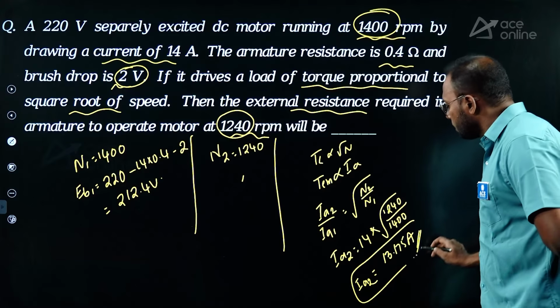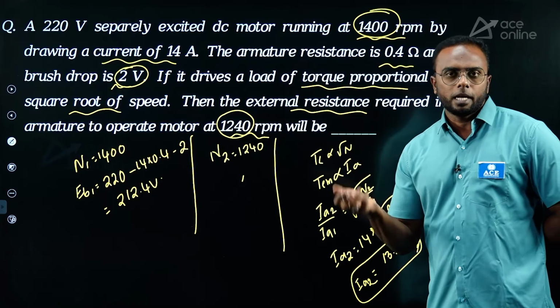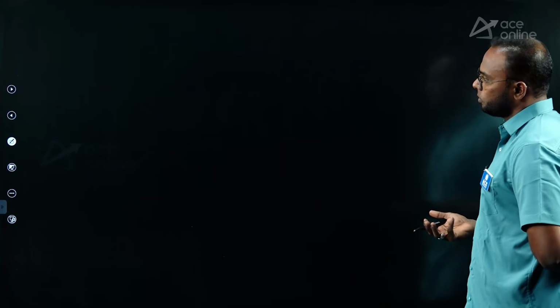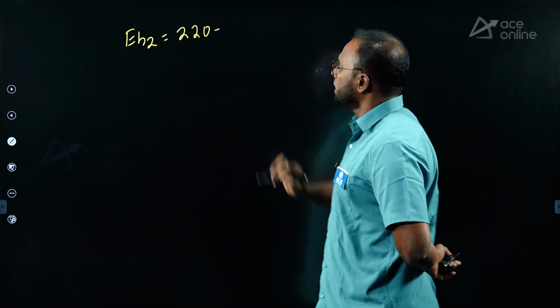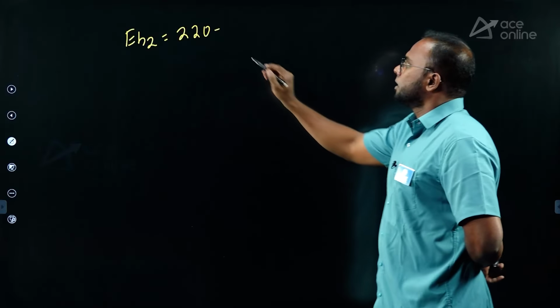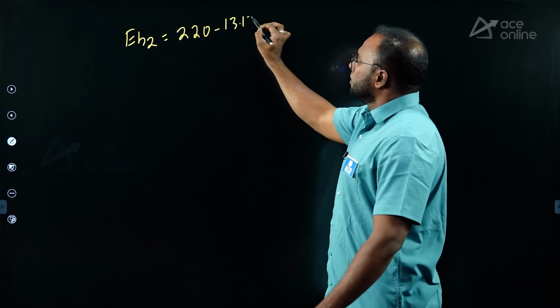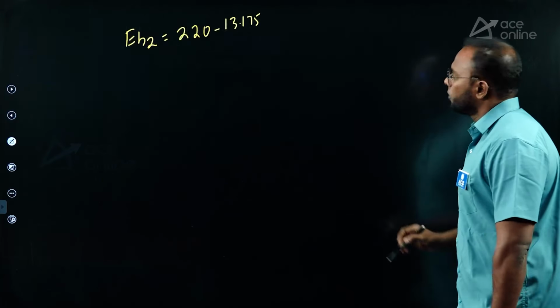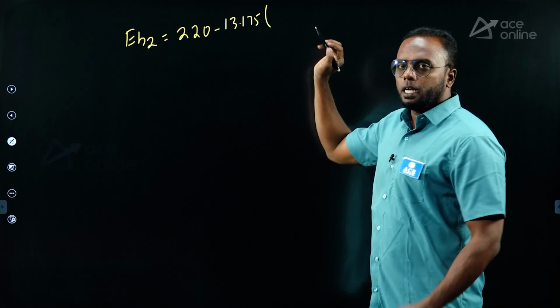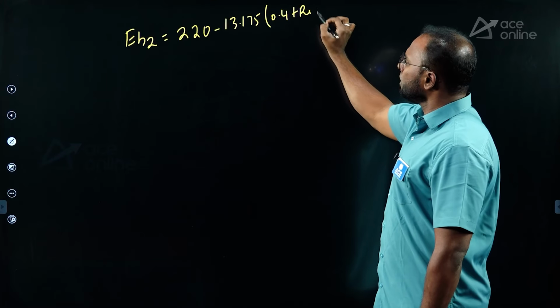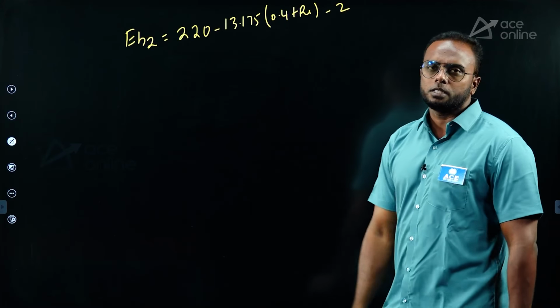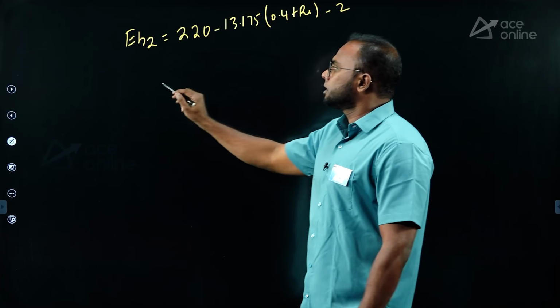So once you have the new current, now you can find the back EMF with addition of resistance, which is unknown for us. Therefore, EB2 is equal to V, 220, minus IA2, 13.175, into RA plus RE. We are adding some resistance now in series, 0.4 plus RE. Minus 2, don't forget this, brush drop is there. Then keep this equation as it is.